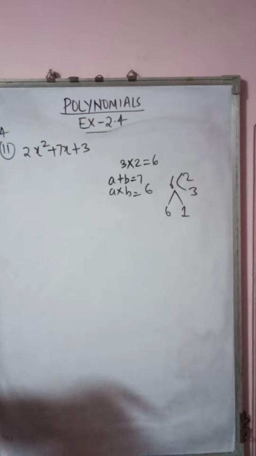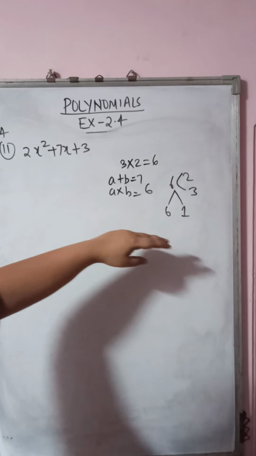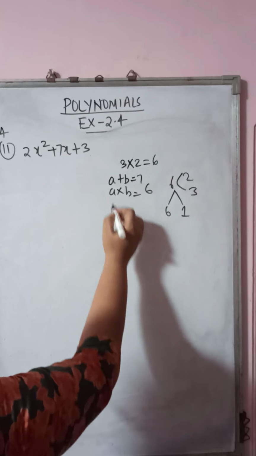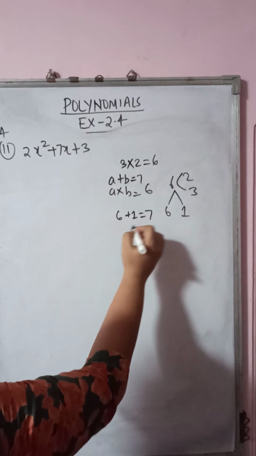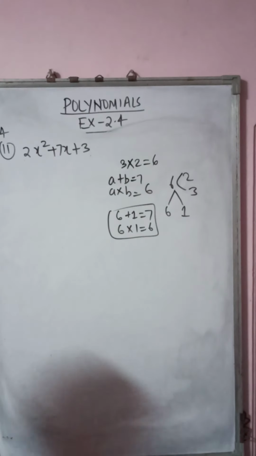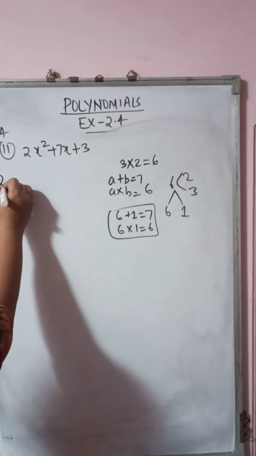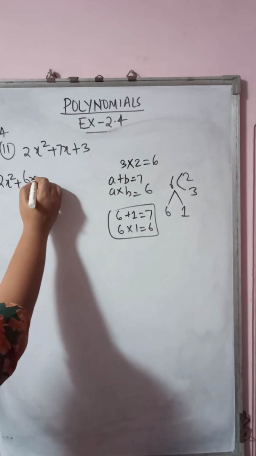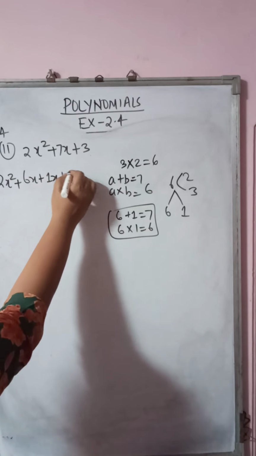So we'll check which set of factors is fitting here. I think this will be correct. See, 6 plus 1 is 7, and 6 into 1 is 6. So these two numbers are satisfying here, so we can put them. So 2x square plus, in place of 7, what can we write? 6x plus 1x plus 3.